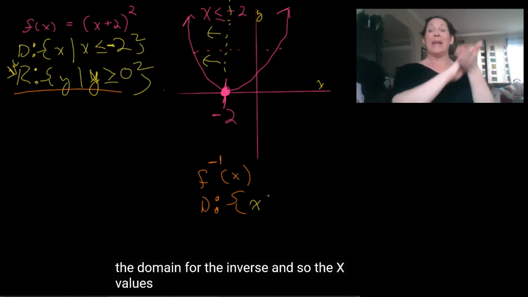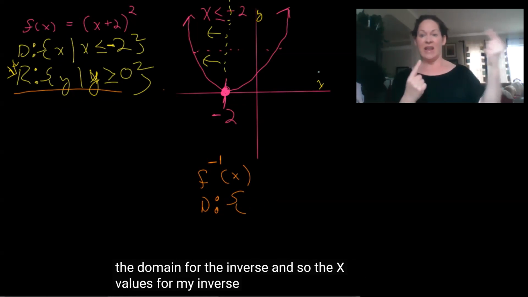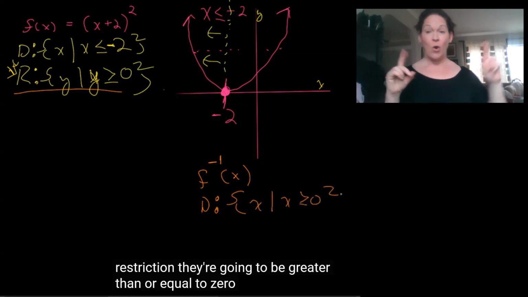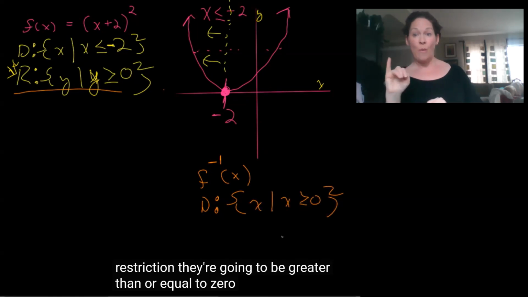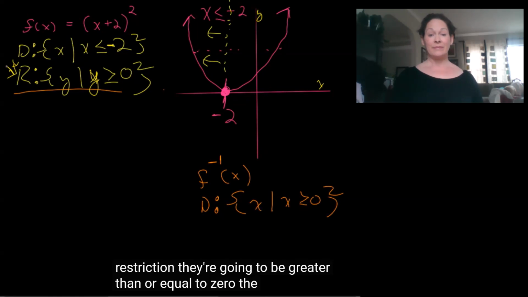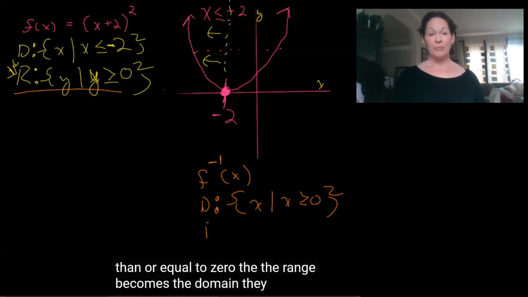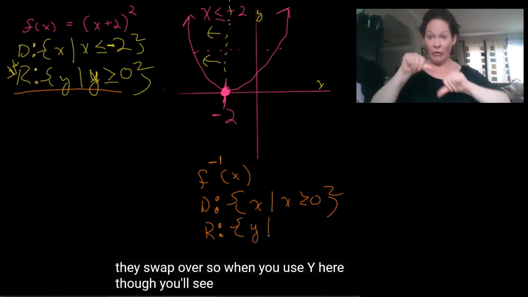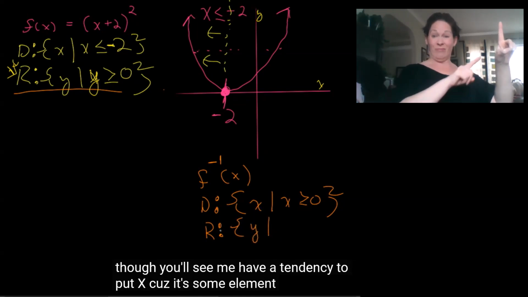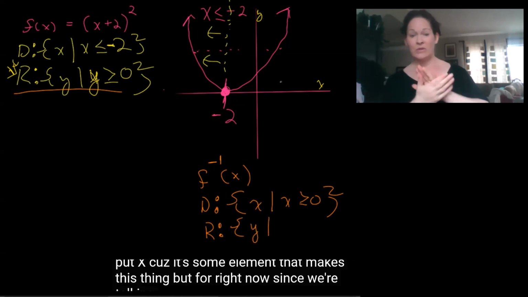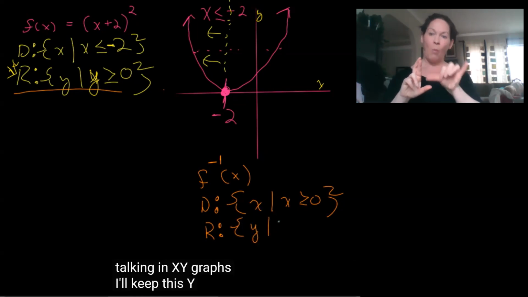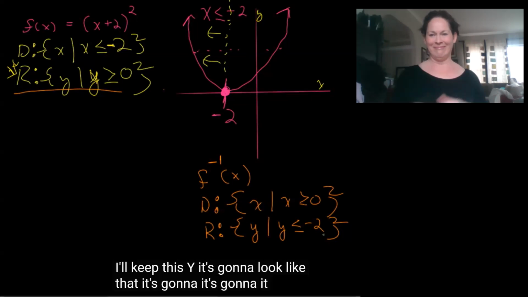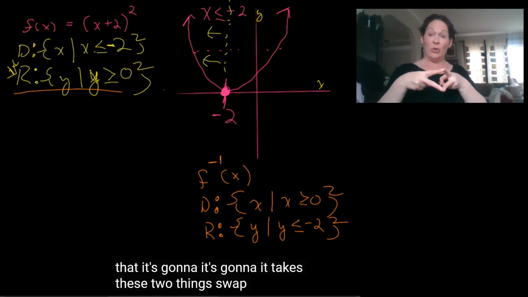And so the x values for my inverse grab this restriction. They're going to be greater than or equal to 0. The range becomes the domain. They flip, they share, they swap over. I'm still going to use y here, though you'll see me have a tendency to put x because it's some element that makes this thing. But for right now, since we're talking in xy graphs, I'll keep this y. It's going to look like that. It's going to take, so these two things swap.